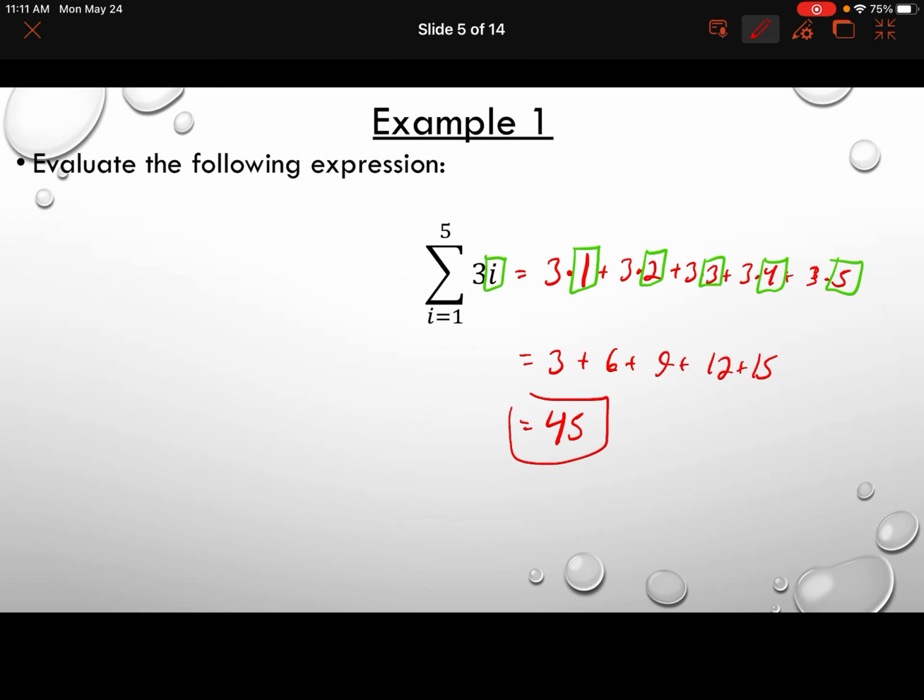And that's all you're doing. Okay? So once again, starting here all the way up to here. And then, yes, do all the integers in between as well.